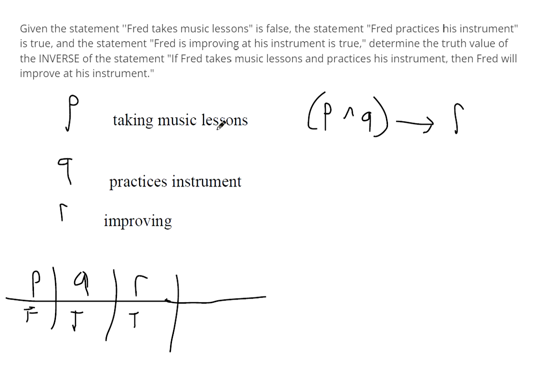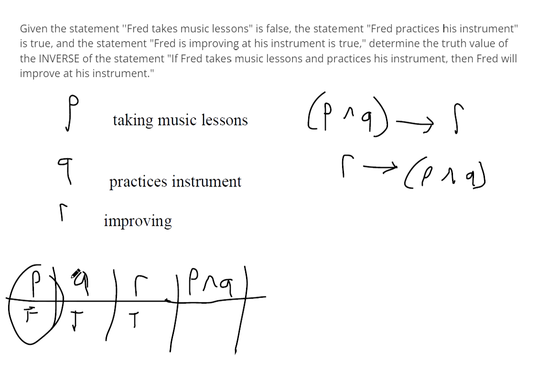Okay, so that's what we're trying to do, and they wanted the inverse of the statement. So, like I just showed, an inverse is when you switch around the order of those symbols. So there's our inverse. So true implies P and Q. Let's quickly fill out P and Q. P and Q is true only if P is true and Q is true. P is false, Q is false, so we put an F here.